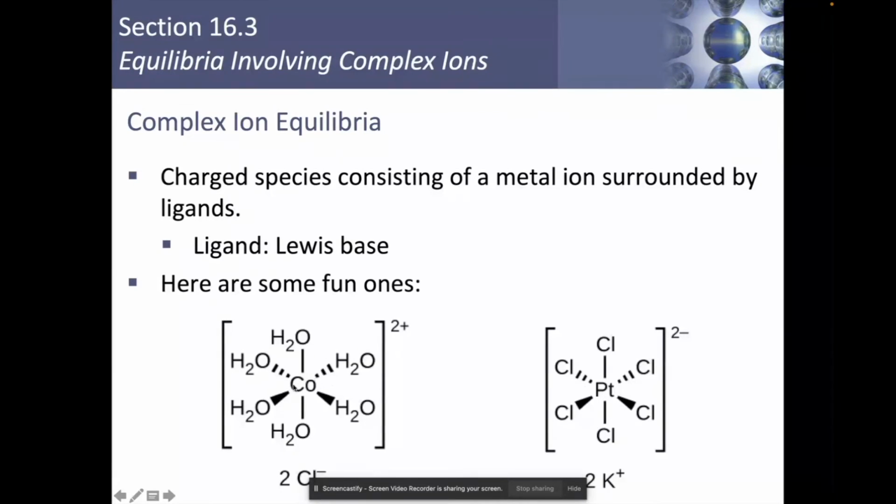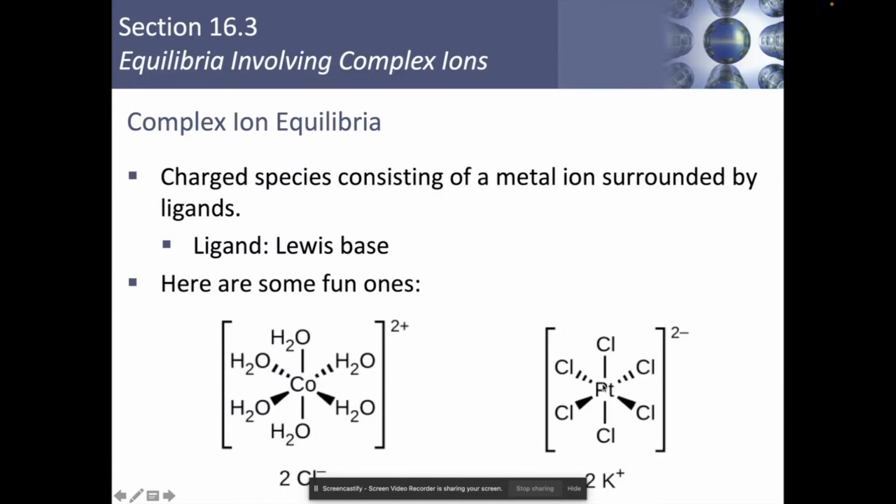So here we have a cobalt with a 2 plus charge, and we have 6 water molecules surrounding it. Now you might say, water's the Lewis base? Yeah, right? It's got 2 lone pairs of electrons on the oxygen, so according to Lewis base theory, that's totally acceptable as a Lewis base.